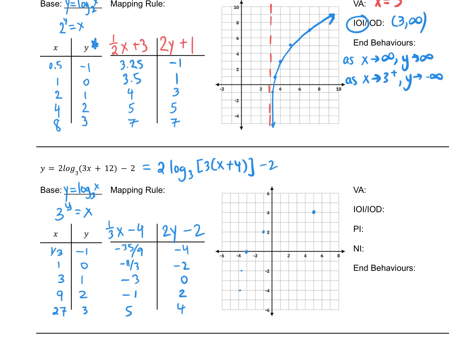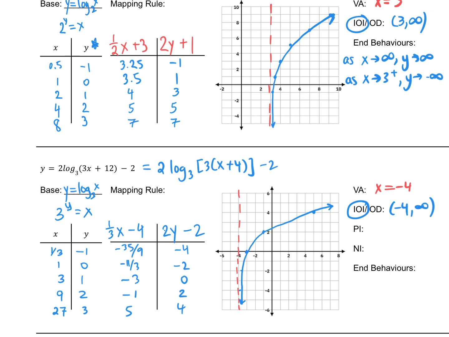And where would my asymptote be? Well, we have to shift left 4 units. So the asymptote will shift as well to x equals negative 4. And now I can connect my dots. And this is an increasing function from the asymptote at negative 4 to infinity.